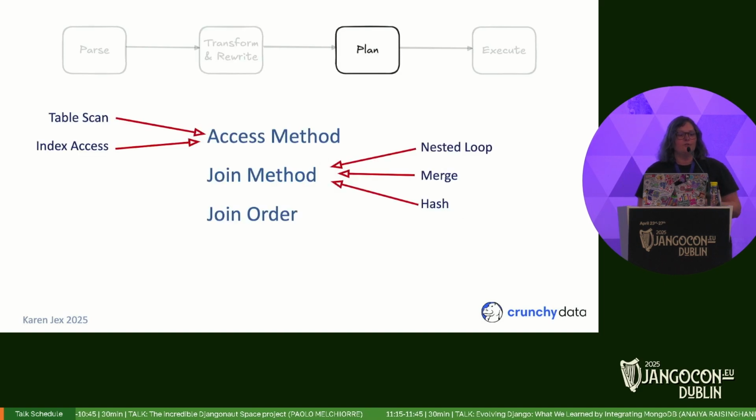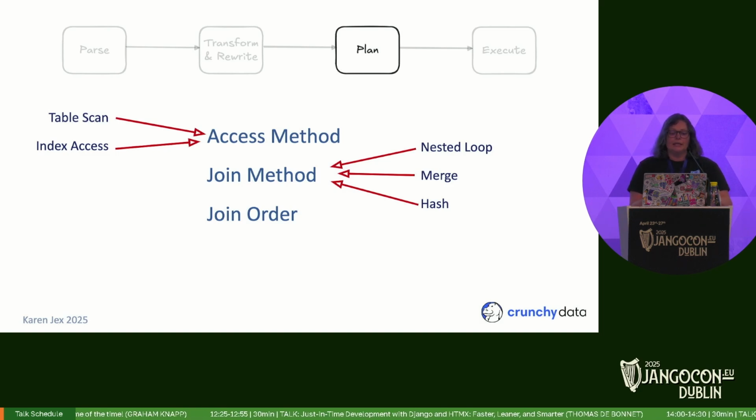Once we've done the transform and rewrite, we then start the planning phase. So this is where Postgres generates the execution plan, so the details of the way in which Postgres is actually going to go and get the results of the query. So remember, SQL's declarative. You tell Postgres what you want, you tell it the results you want to get, but you don't tell it how it's going to do it. It's Postgres that works out how it's going to do that.